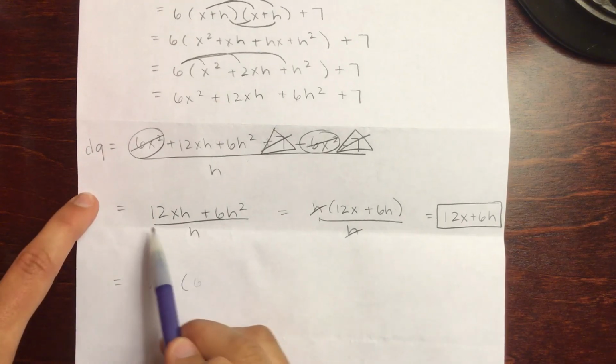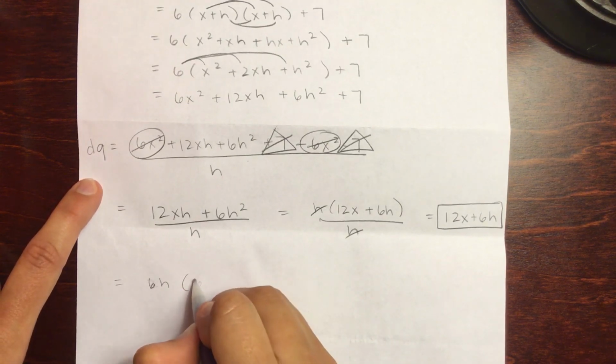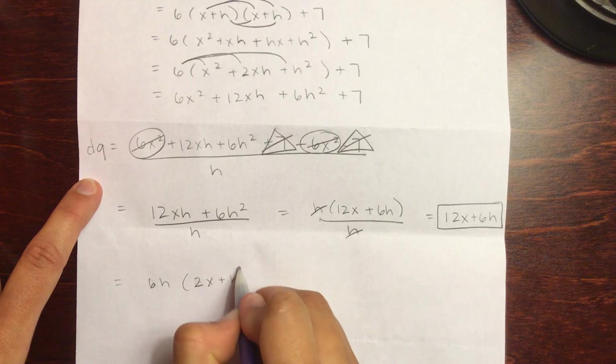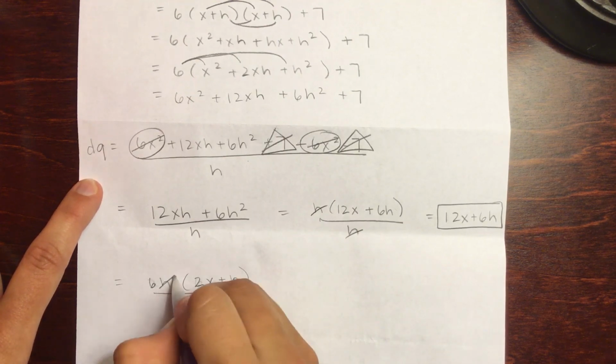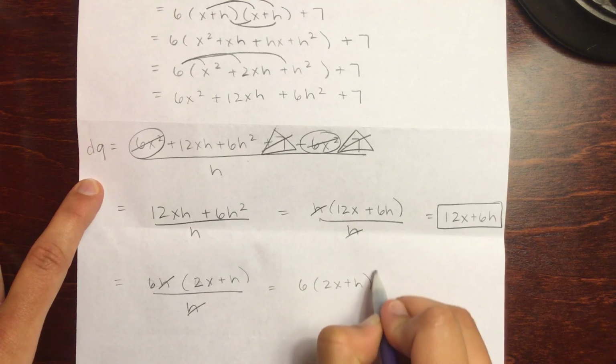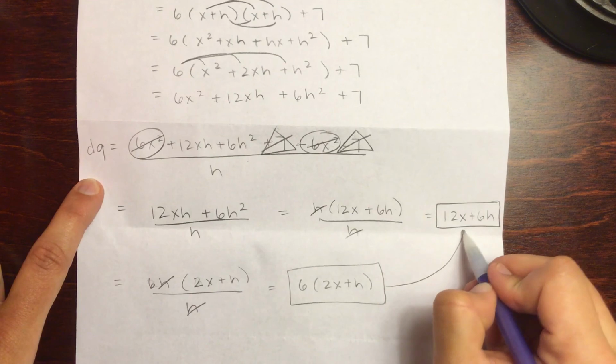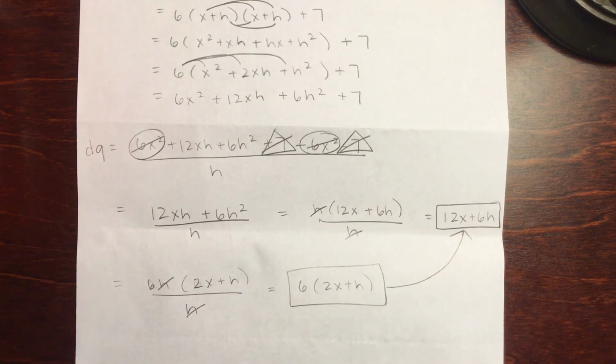Notice that if I really wanted to factor this numerator, I technically could have pulled out a 6h. The h's still cancel. And you can say this is your final answer, or if you distributed the 6, you would also have that. Either way, I'll accept both answers.